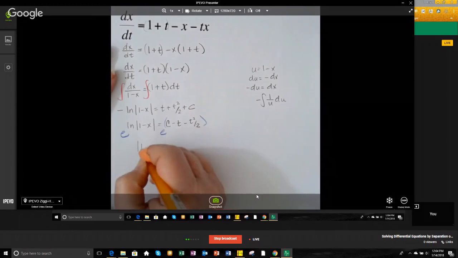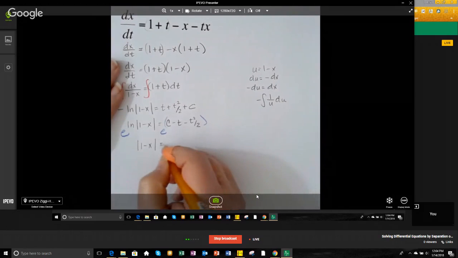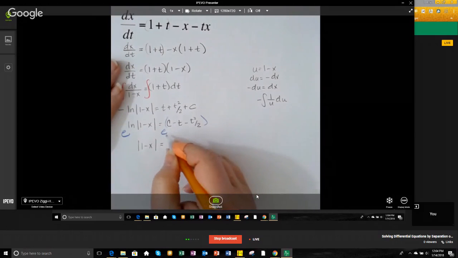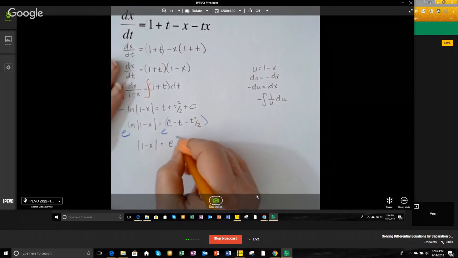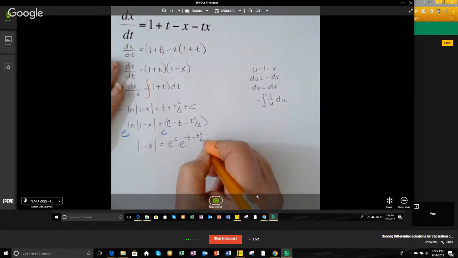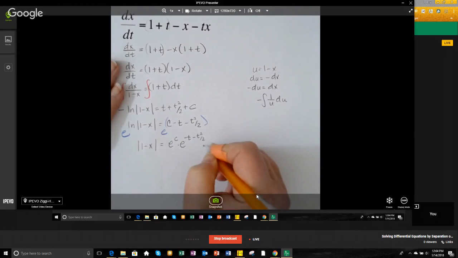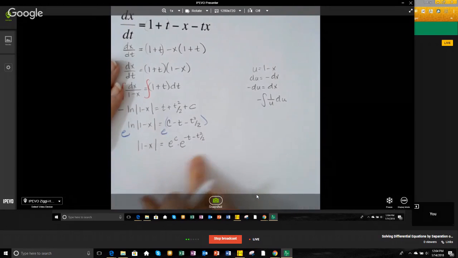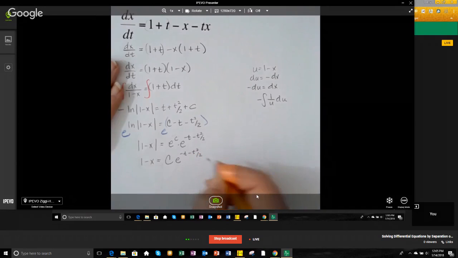I get the absolute value of 1 minus x is equal to, I can bust this up now because e to the c is just a constant. So we're going to get e to the c times e to the negative t minus t squared over 2. Now I could have busted these up, but they're both in terms of t, so I'm going to leave them like this, okay? And then I can drop the absolute value bars because I can make this constant a c, which will absorb the plus and the minus. So I get c e to the negative t minus t squared over 2.